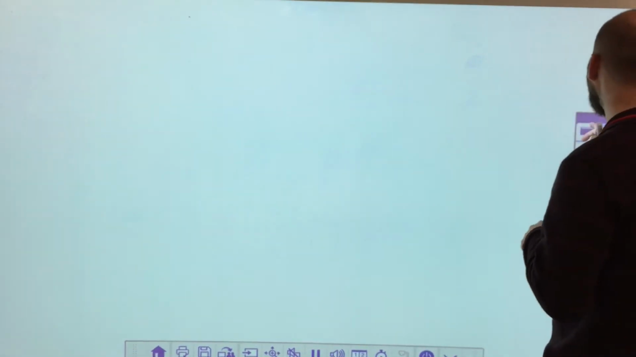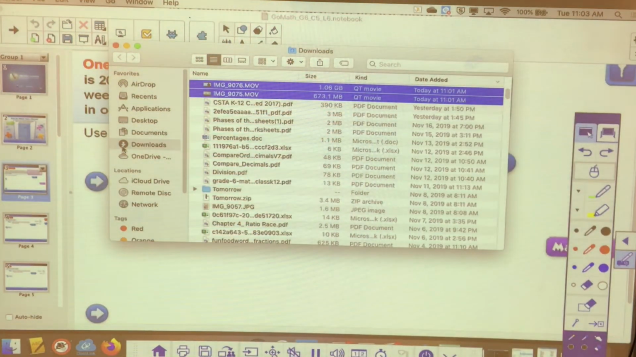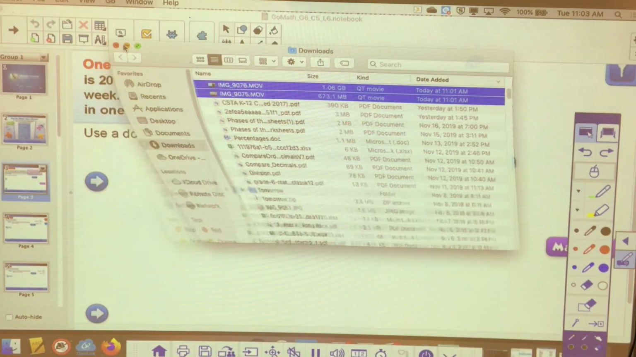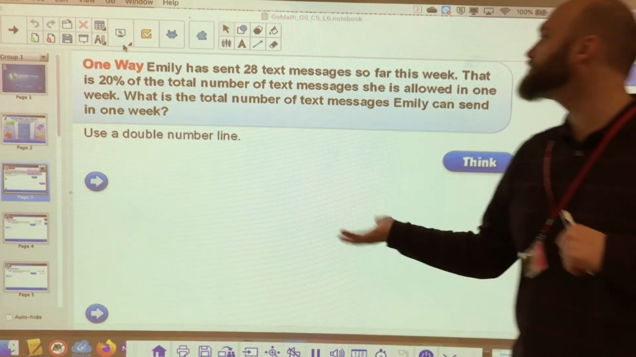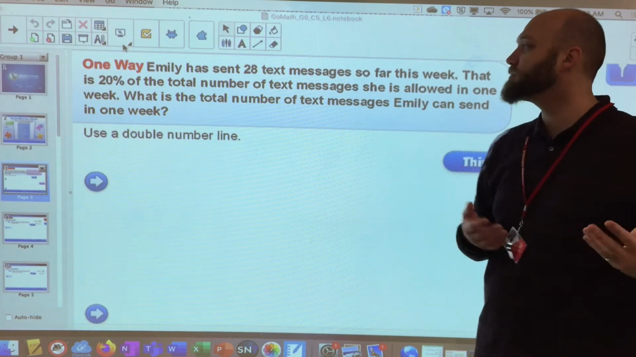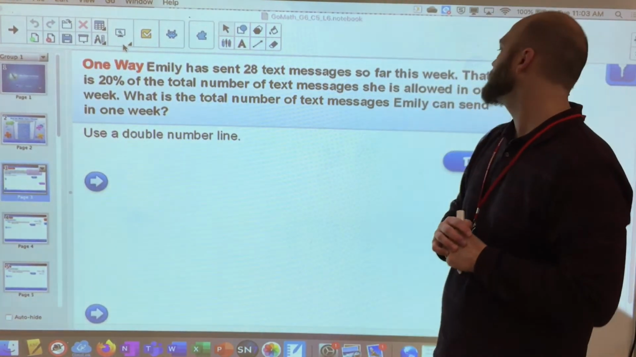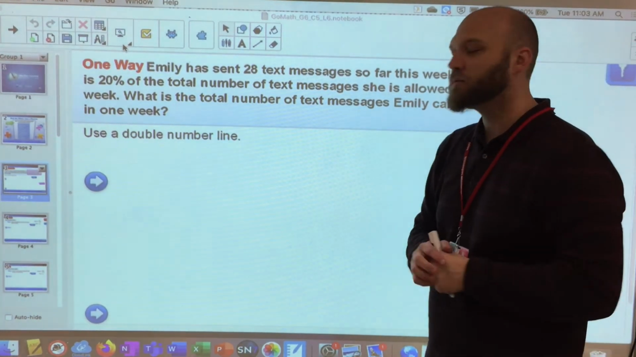Okay, so what does that look like as a question in your book? If Emily sent 28 text messages so far this week, and that's 20% of the total number of text messages she's allowed, what is the total number of text messages she can send in 1 week?